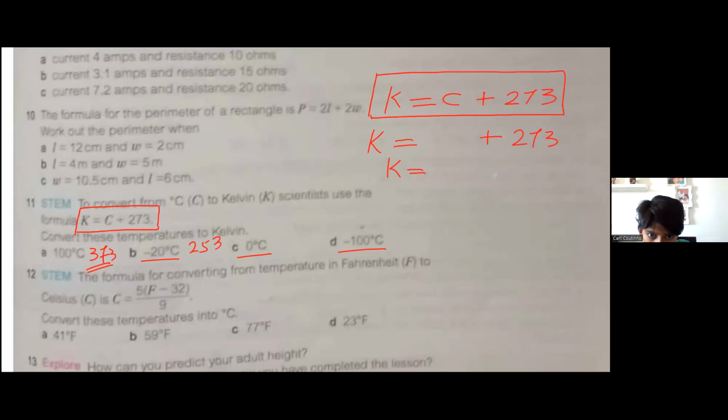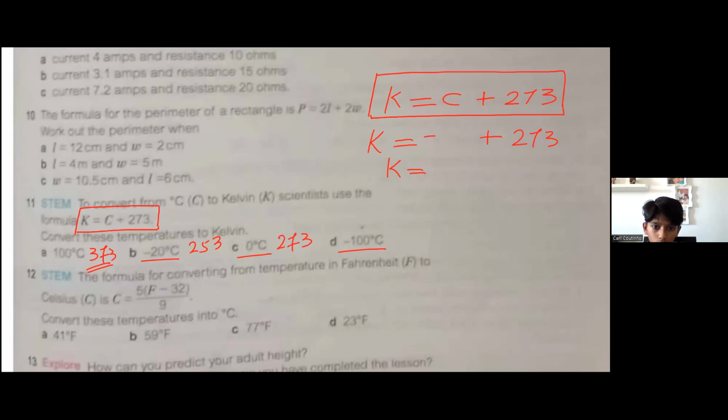Next one, if the temperature is 0, it is easy. If it is 0, then 0 plus 273 will give us 273 only. So it will be the same, right? Yeah.